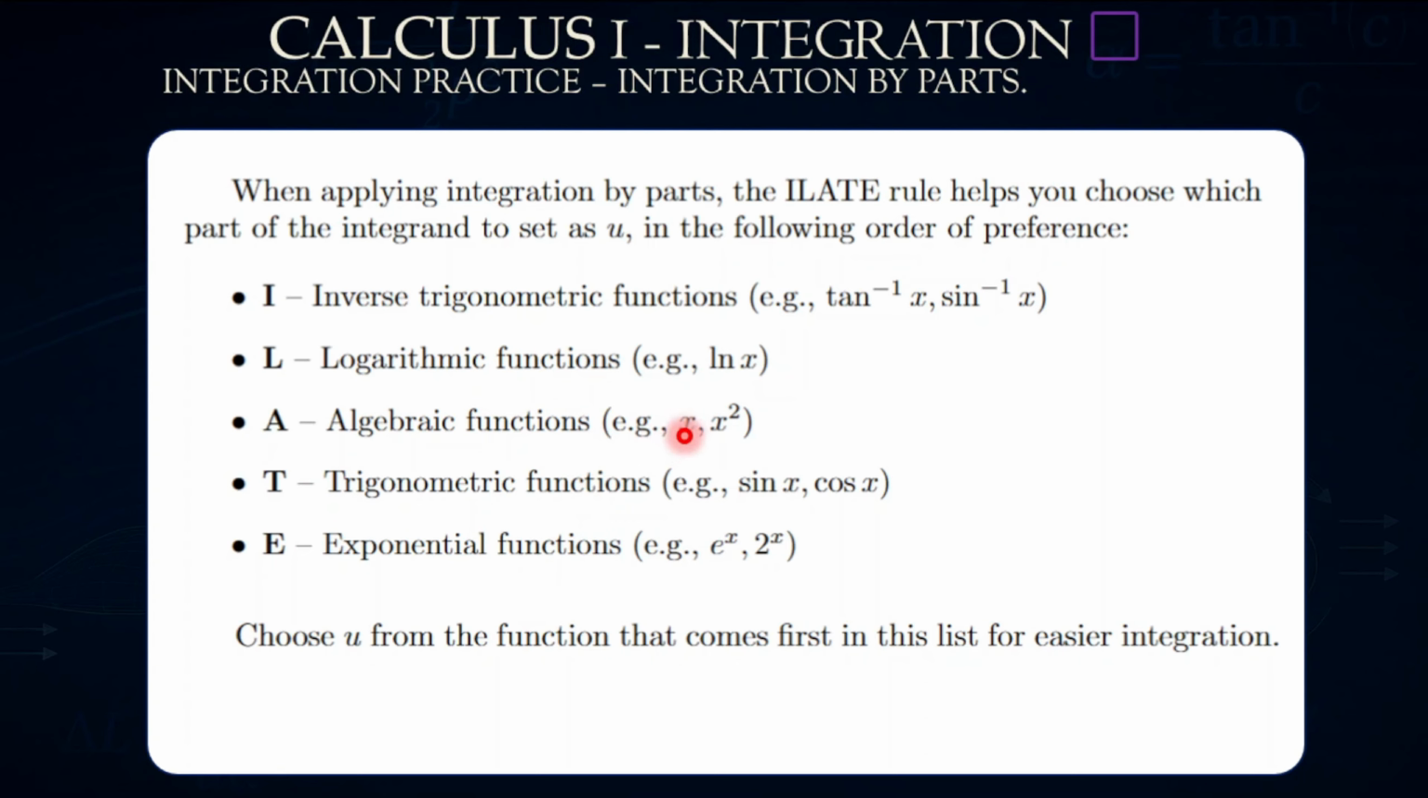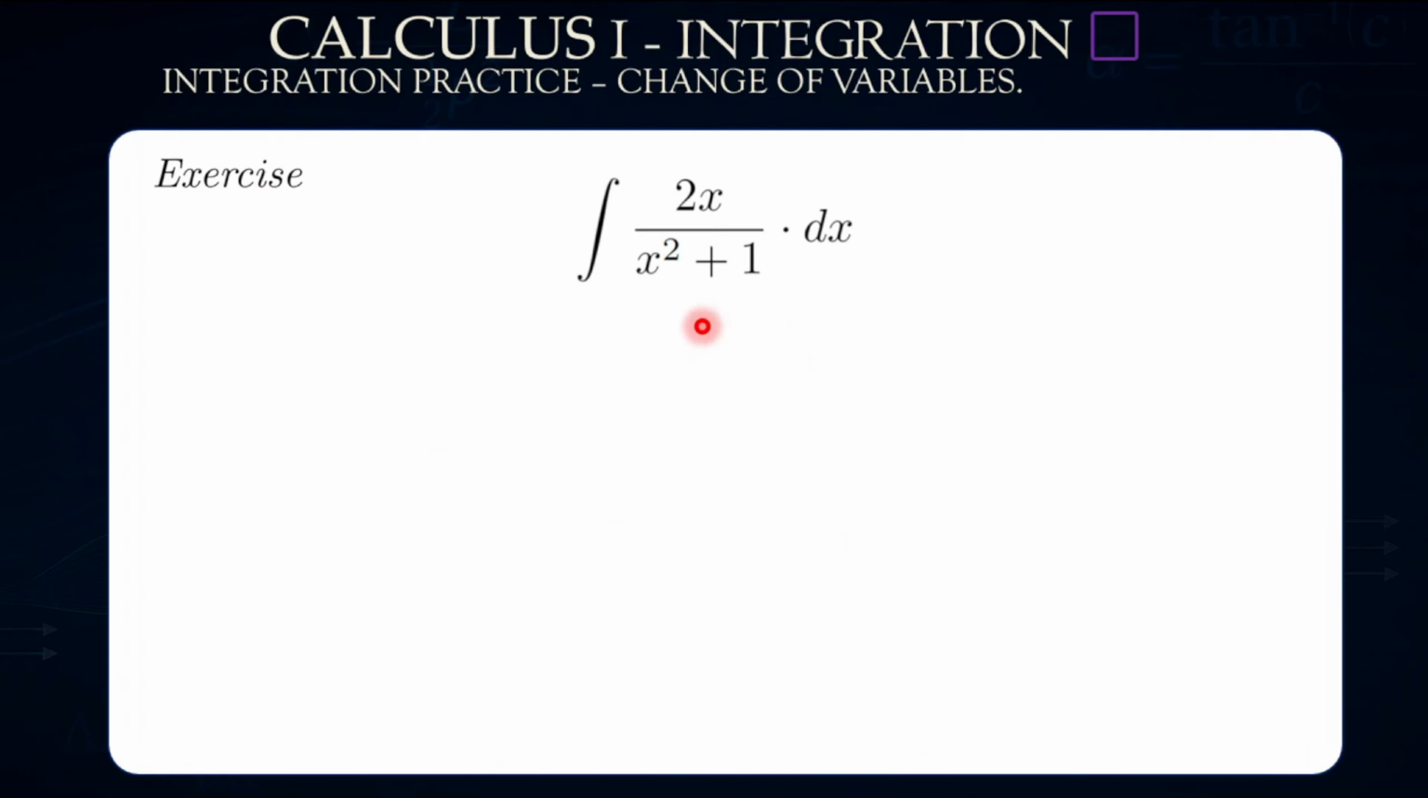So it was in preference of e to x, which came after in the preference. So this is how you choose u from the function that comes first in this list for easier integration. Another example for the change of variables. So you have the integral of 2x divided by x² + 1 dx. You can pause the video, of course, and try to work on it yourself.